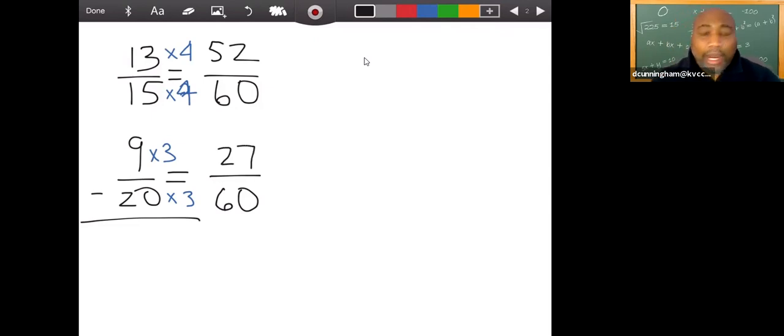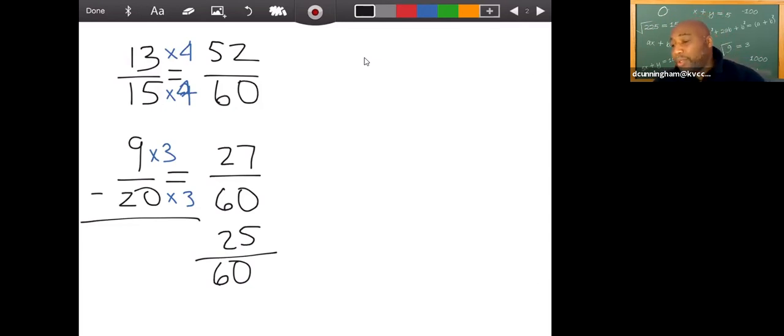Now all you do is subtract the numerators, leave the denominator alone, so it'd be 60. And in our case, when we subtract those two values that we have here, I believe we have 25 over 60. Now notice I'm not going to circle that because I noticed that 25 and 60 is not reduced.